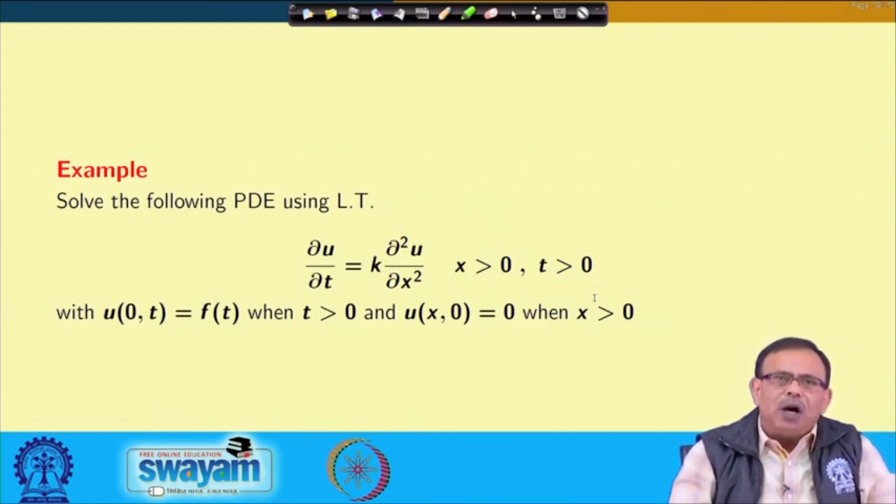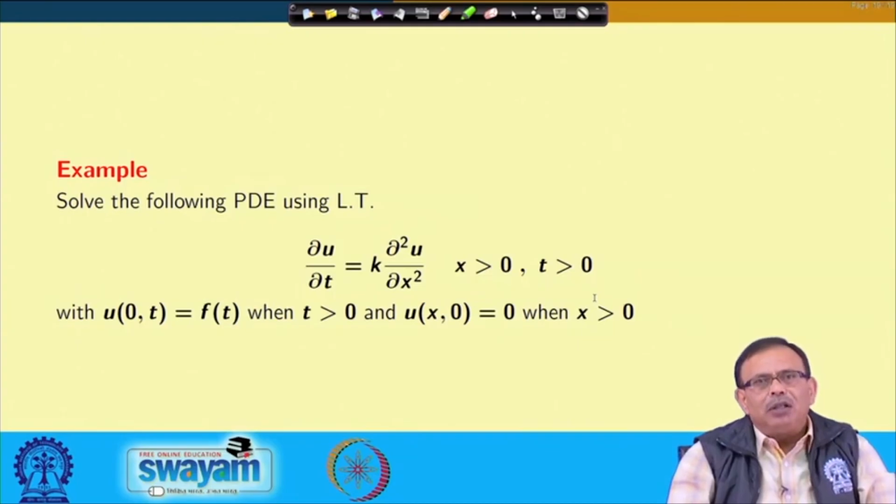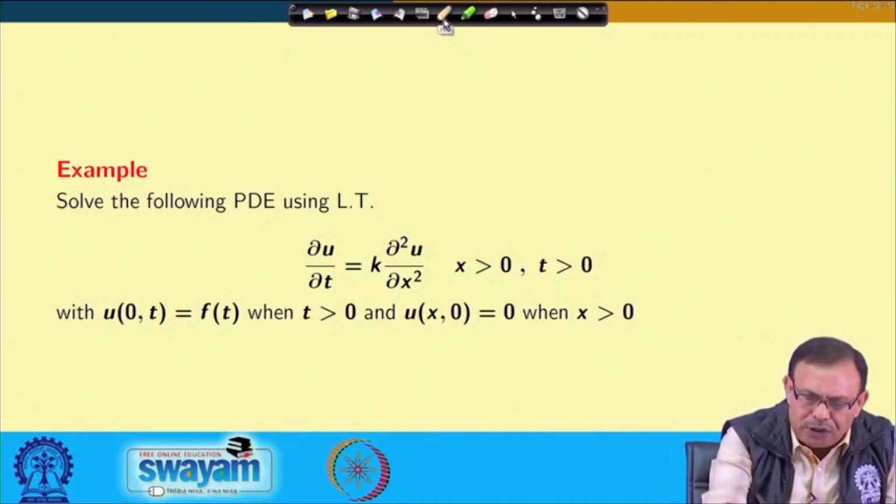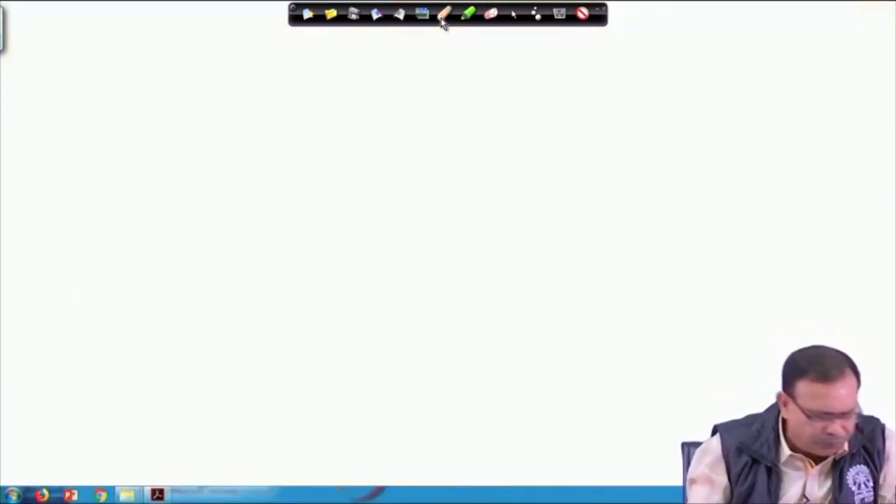So, both are given to us, that is the function u is a function of two variables x and t. The equation is ∂u/∂t = k ∂²u/∂x². Your u(0,t) = f(t) is given to us whenever t > 0, and at t = 0, u(x,0) = 0 whenever x > 0. Let us see the solution process of this.